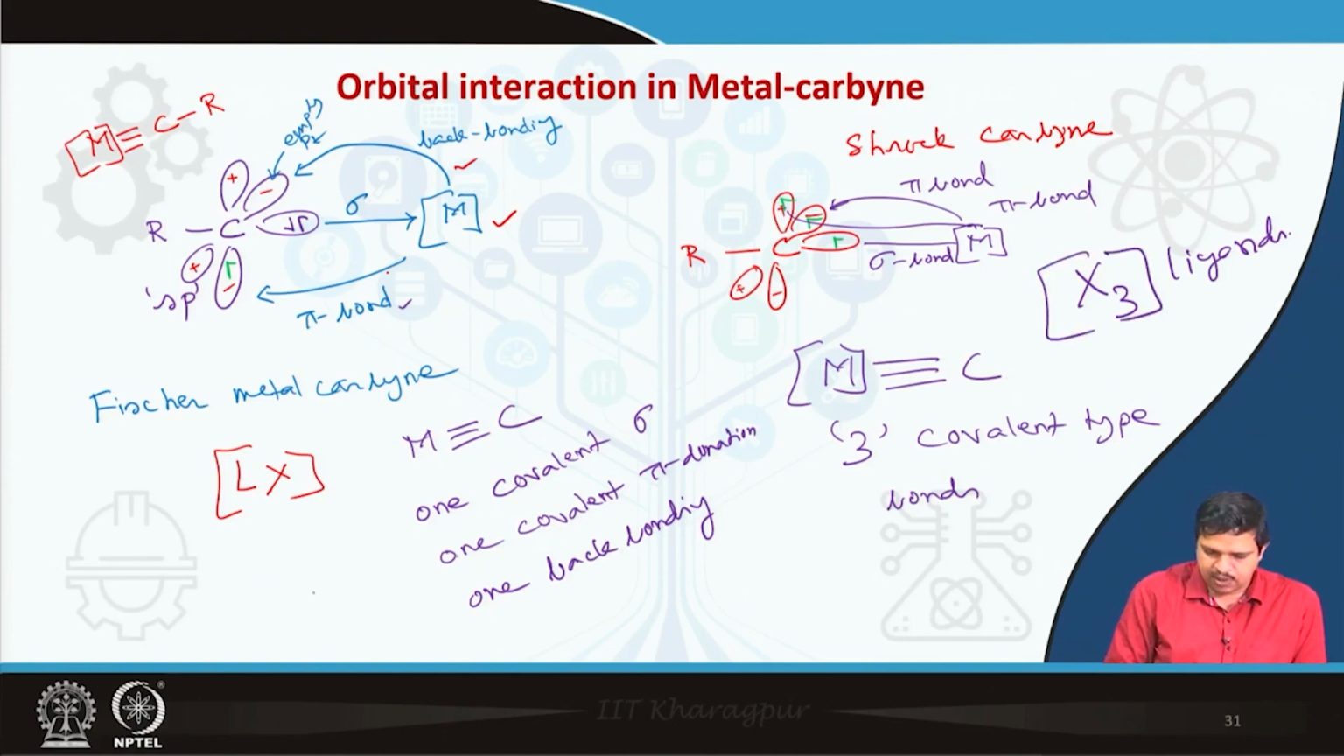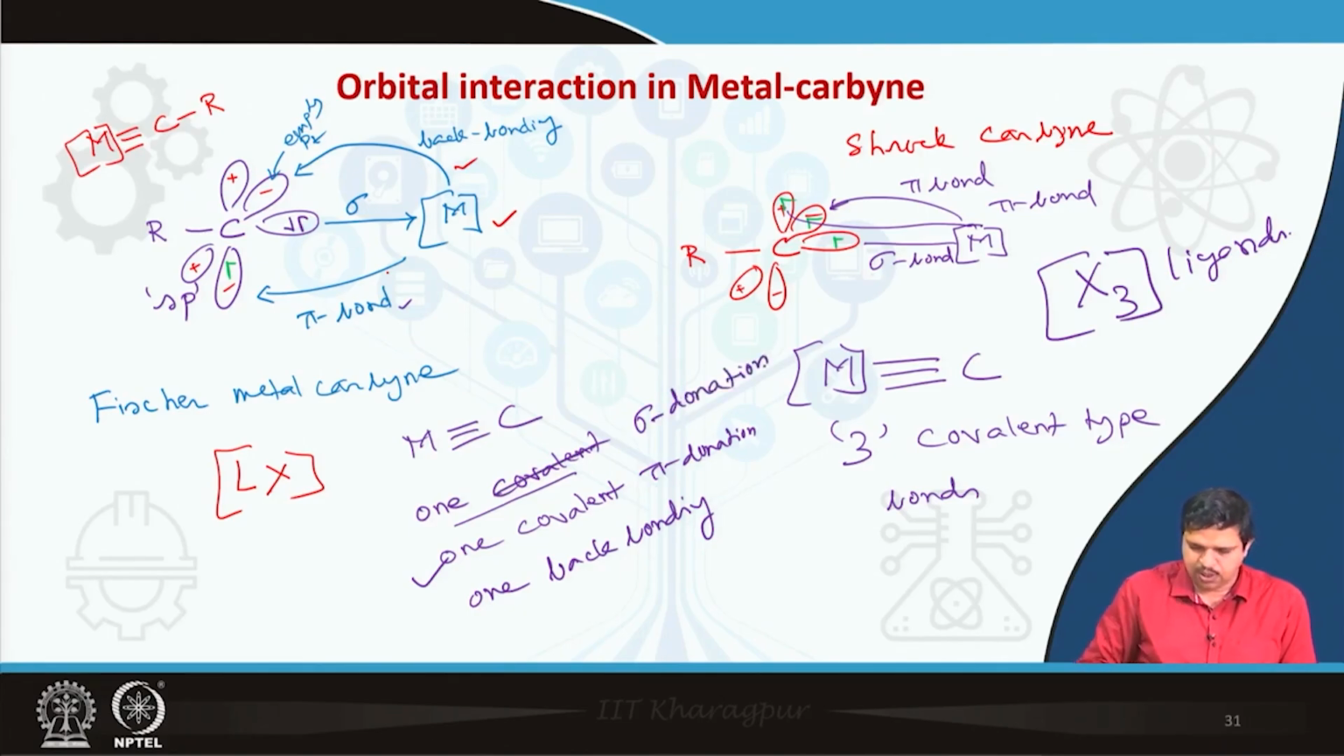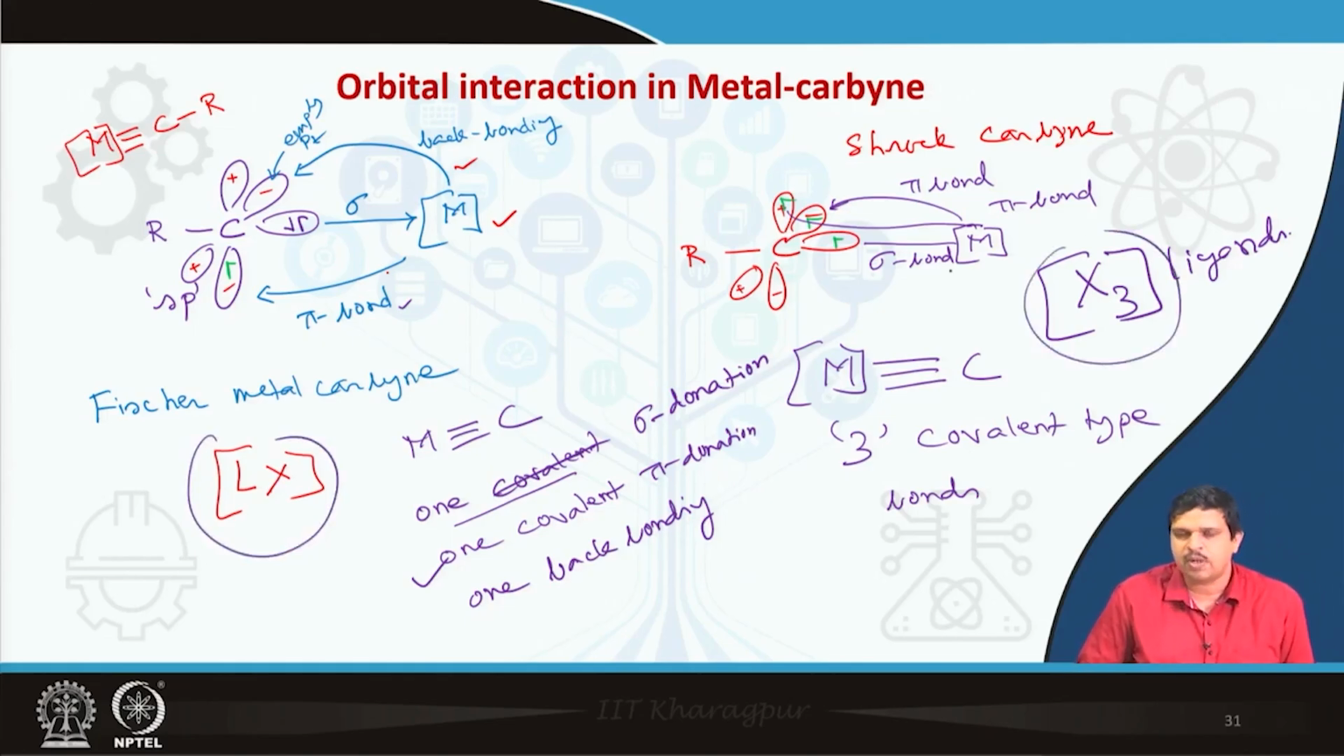So here I will see one covalent bond, and this we should not write as a real covalent; we can simply call it sigma donation, to avoid the confusion. So here you will see one covalent, that's why this is LX. So here it is LX type and here it is X3 type in the Schrock carbyne complexes.